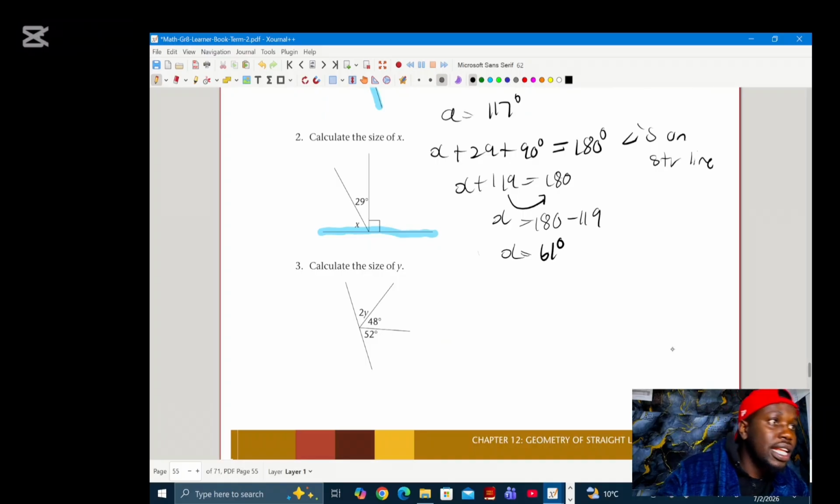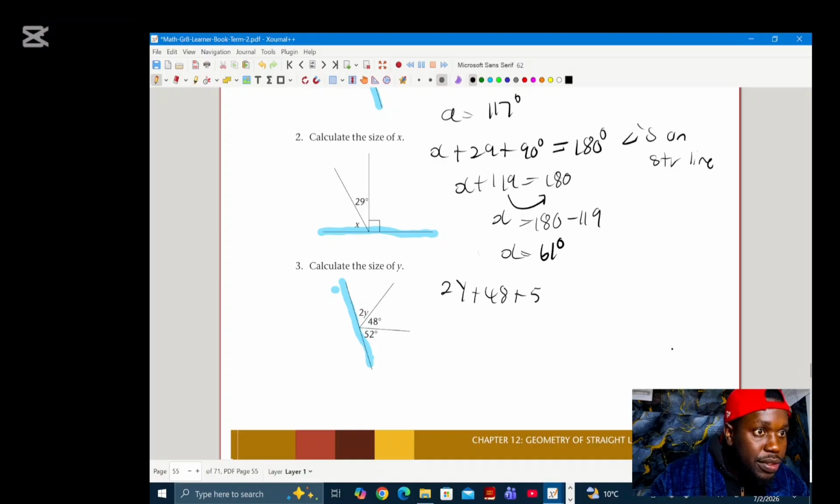This is the last example that we're going to do. Remember, this is still a straight line, even though it's slanting a bit. Therefore, now we have 2y plus 48 plus 52 is equal to 180 degrees. Therefore, this is angles on a straight line.